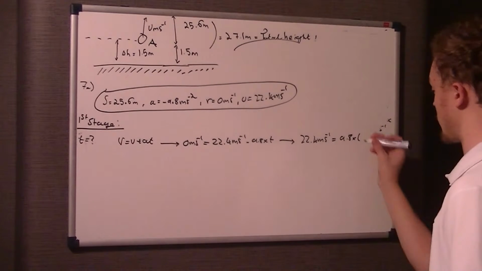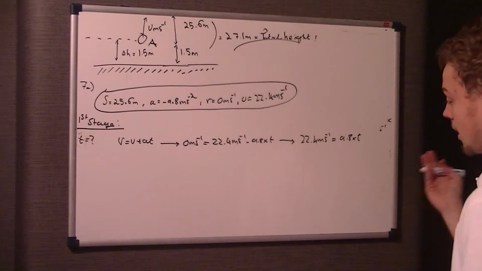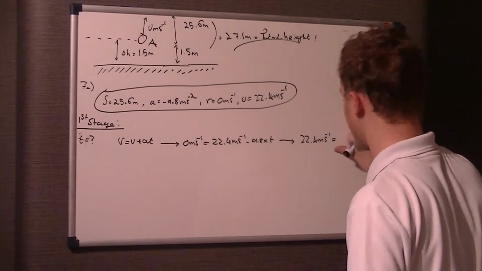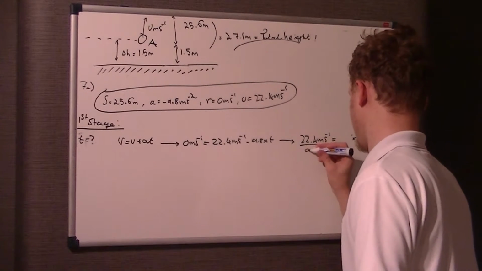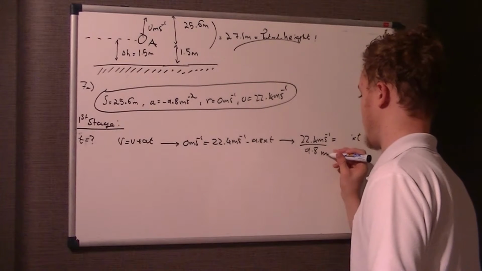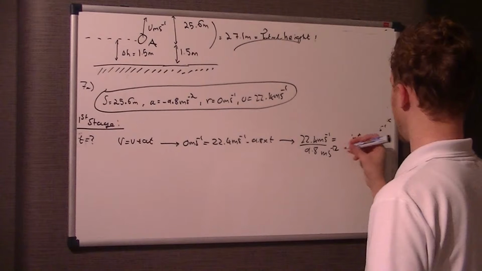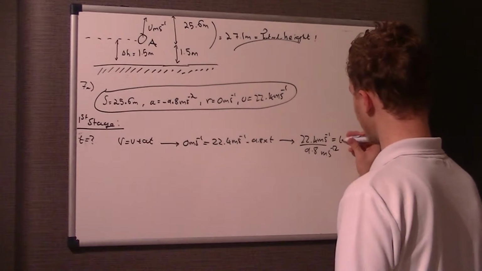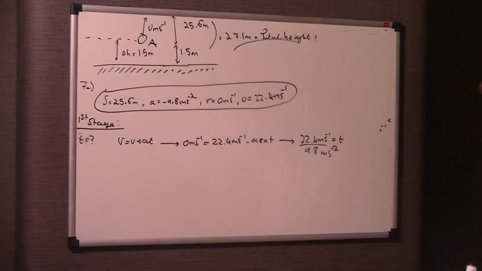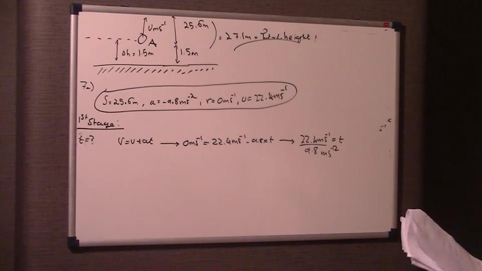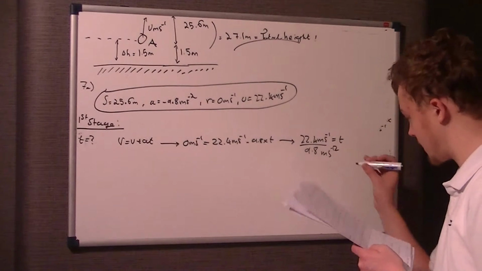Divide both sides by 9.8, and I'm just going to rub it off on the board because I can't be bothered writing it again. So 22.4 metres per second over 9.8 metres per second squared equals t. If you did that in your calculator, you would get an answer of 2.3 seconds.